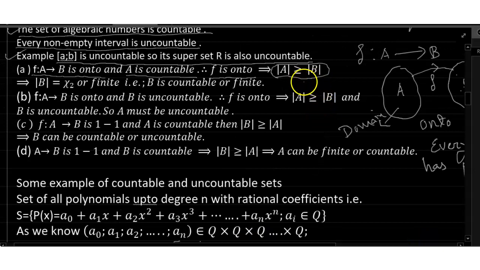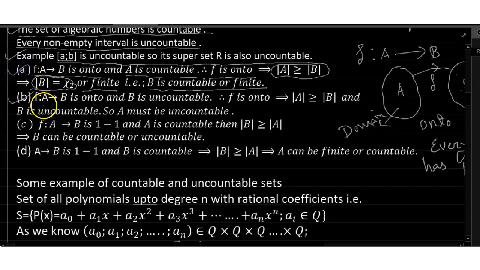So obviously |A| is greater than or equal to |B| when it is onto, and |A| is less than or equal to |B| when it is one-one. So the cardinality of B is aleph naught or finite, so B is countable or finite. Must remember friends, if A is countable, so B is countable, because bigger is countable, so smaller should be countable.